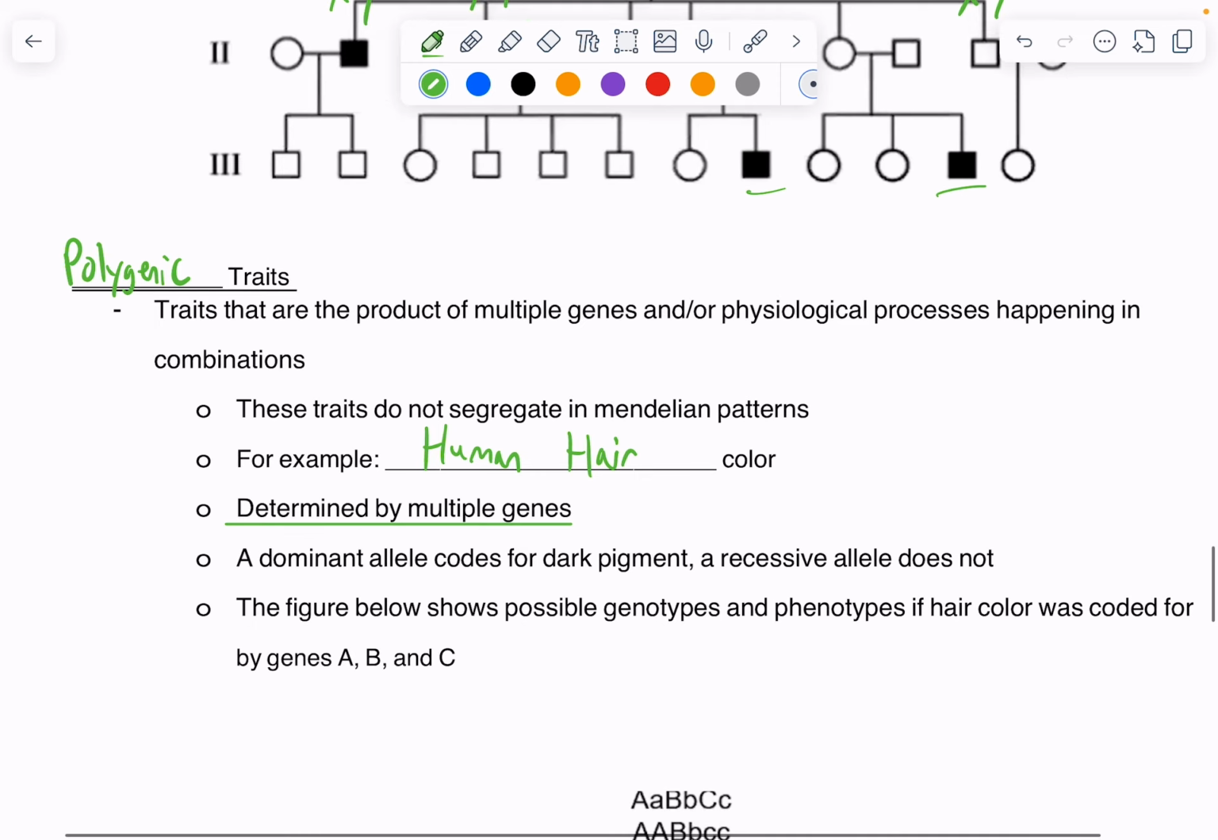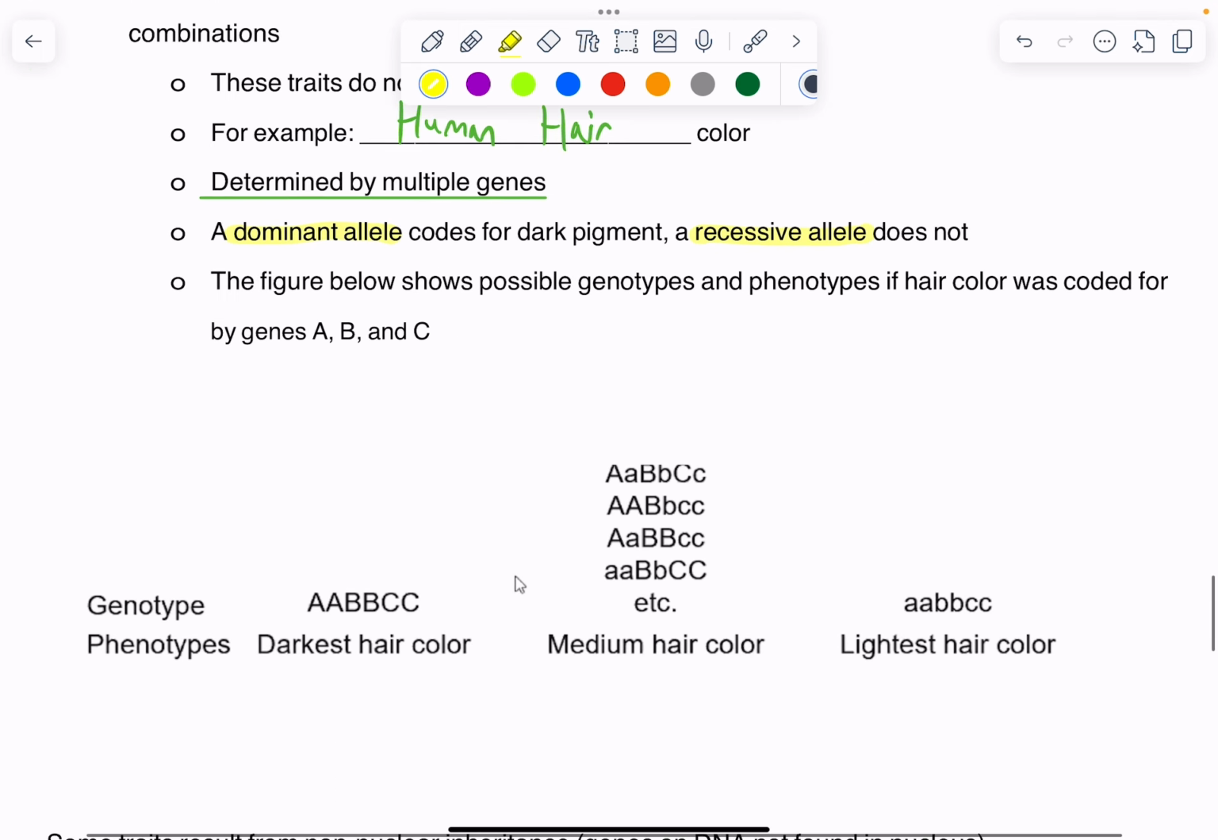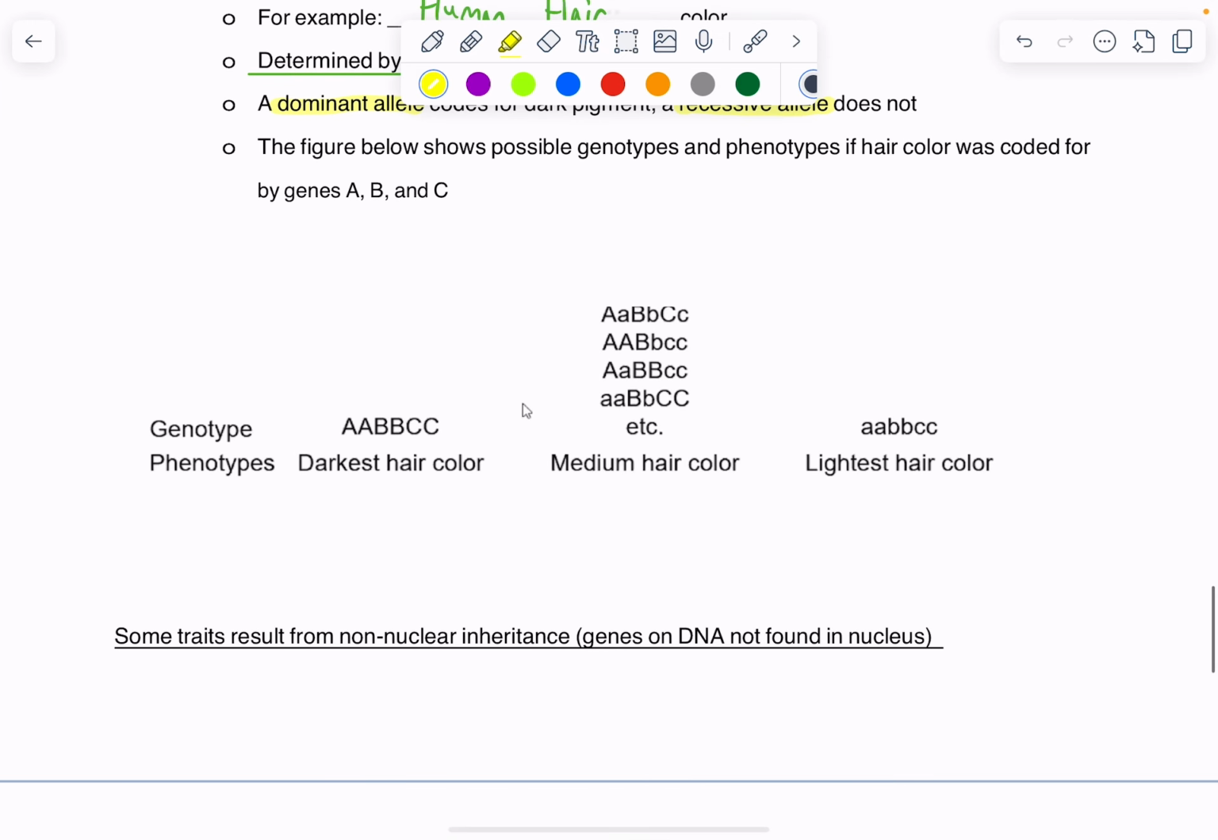All right, and so with polygenic traits, sometimes the dominant allele codes for dark pigments and a recessive allele does not. The figure below shows possible genotypes and phenotypes if hair color was coded for by genes A, B, and C. You can see you can get a lot of different combinations from all of these different genes. We have 3 genes here, each gene has 2 different alleles, and you can start doing the probability of how complex that can get pretty quickly.